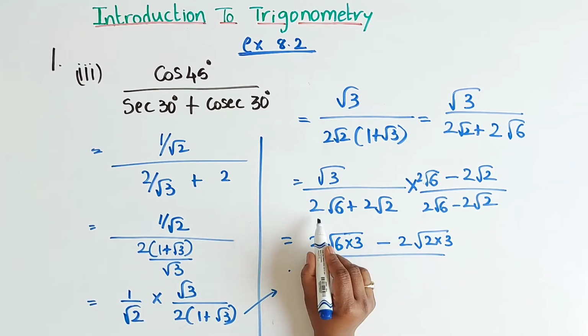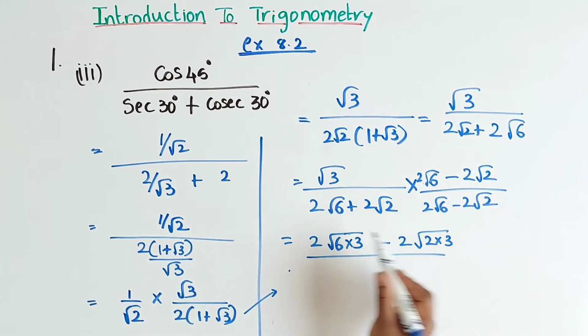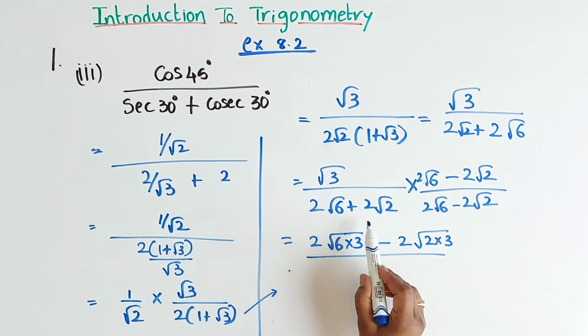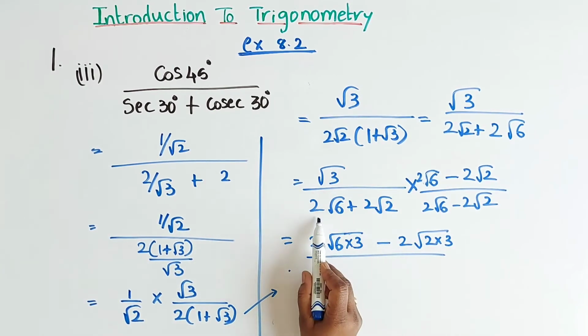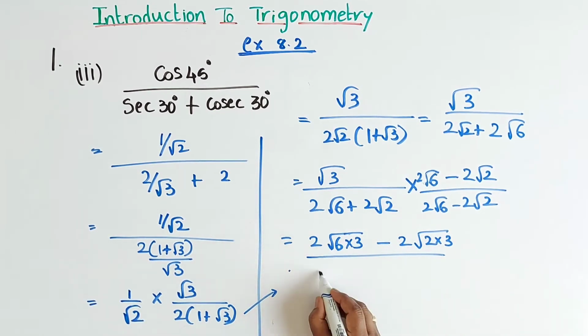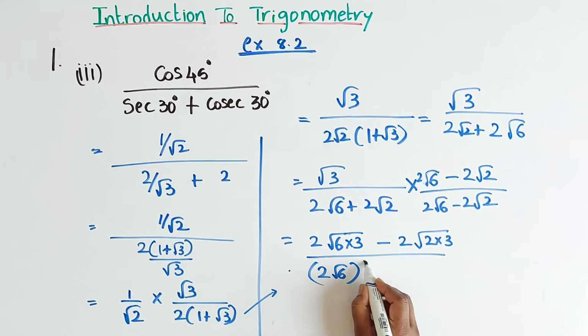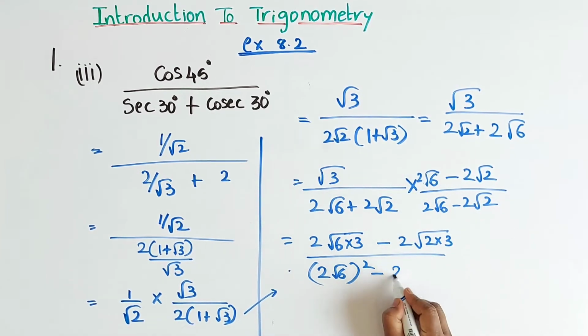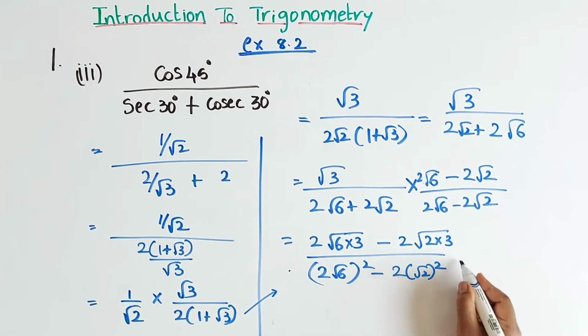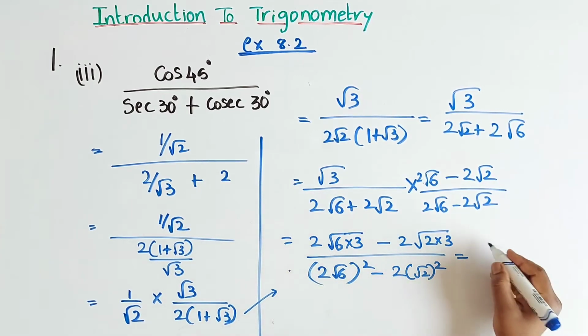Divided by (a plus b) into (a minus b). Here the a value is 2 root 6 and the b value is 2 root 2. That means a square minus b square, right? So (2 root 6) whole square minus b square, which is (2 root 2) whole square. Correct, children? Now we can solve this one.